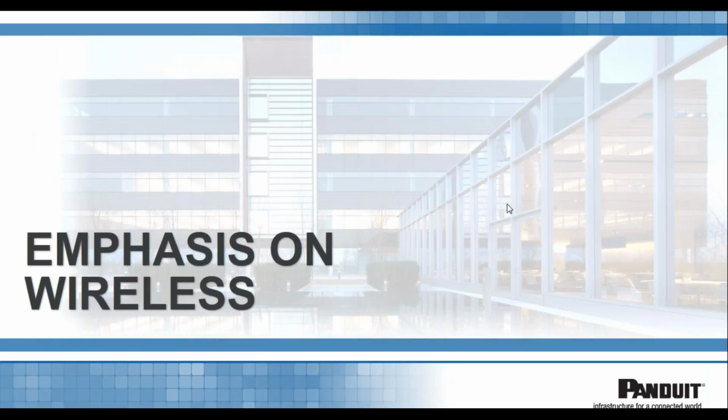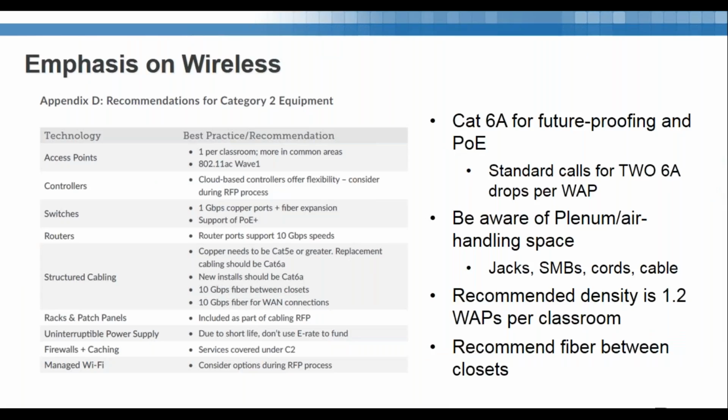And now we will move away from the E-rate program itself and more on the wireless update, just because there is a new emphasis on wireless for E-rate. So these are the recommendations that they're putting out there for Category 2 equipment for wireless specifically. For access points, best practice recommendations are 1 per classroom, more in common areas, and they're recommending 802.11 AC Wave 1 access points. For controllers, cloud-based controllers offering flexibility. Make sure you consider that during the RFP process, so something to throw out there for the end user.